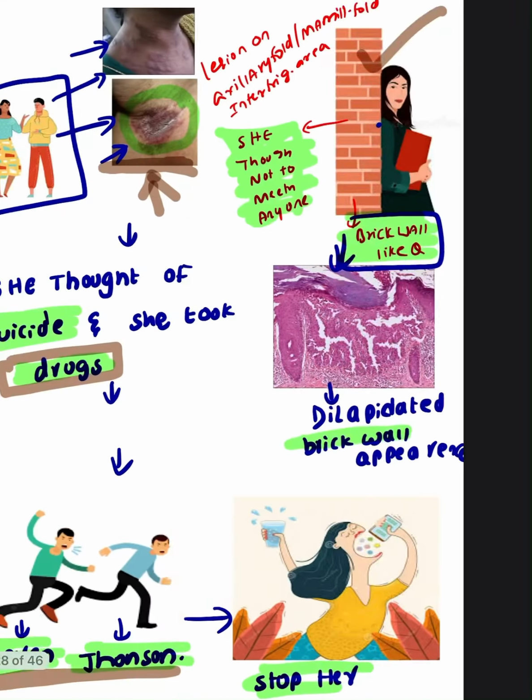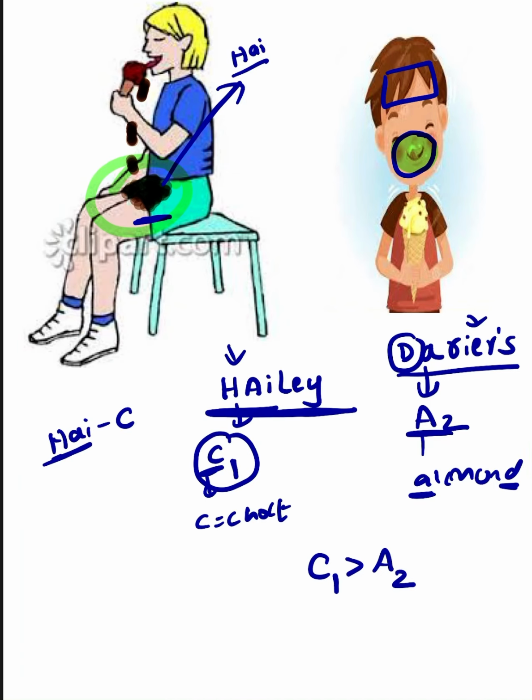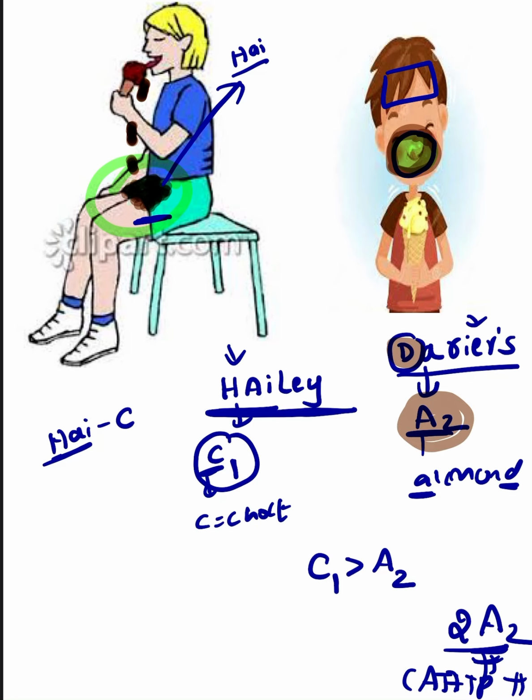Next, now come to Darier's disease. In Darier's disease, see how this poor boy is eating chocolate. All seborrheic areas are involved in Darier's disease. I said it is A2, meaning the gene involved in Darier's disease, ATP2A2, is damaged. Here also the calcium ATPase channel is destroyed.